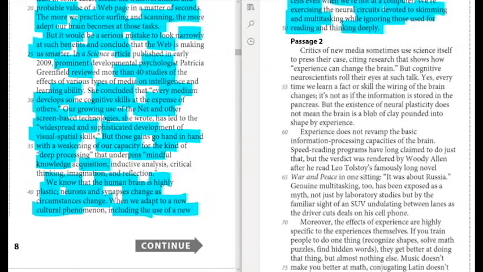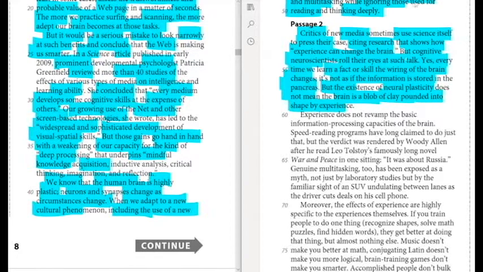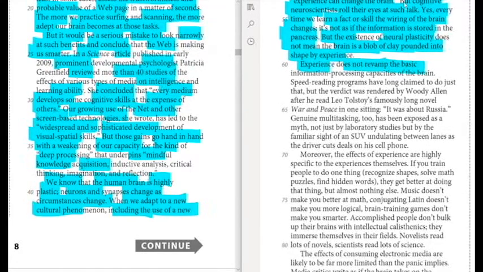Looking at passage 2, critics of new media sometimes use science to press their case, citing research that shows experience can change the brain. So, by the way, we now know that the two passages are going against each other. But cognitive neuroscientists roll their eyes at such talk. Yes, every time we learn something, the wiring of the brain changes. It's not as if the information is stored in the pancreas. But this neuroplasticity doesn't mean the brain is a blob of clay pounded into shape by experience. Experience does not revamp the basic information processing capacities of the brain.